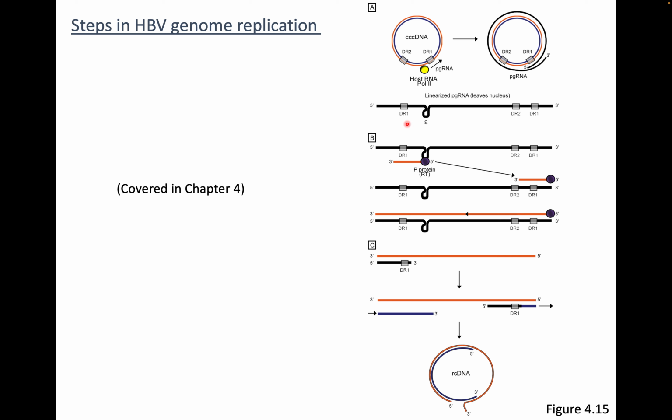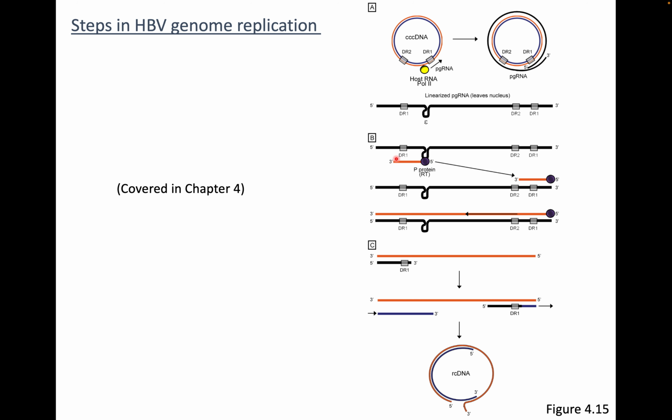But I did just want to point out, and this is going to be true of almost any reverse transcription, you need some kind of priming to get things started. In this case, our hairpin loop is going to serve that purpose. So the reverse transcriptase, which is the P protein, is going to bind to that hairpin loop and be able to extend off of it.